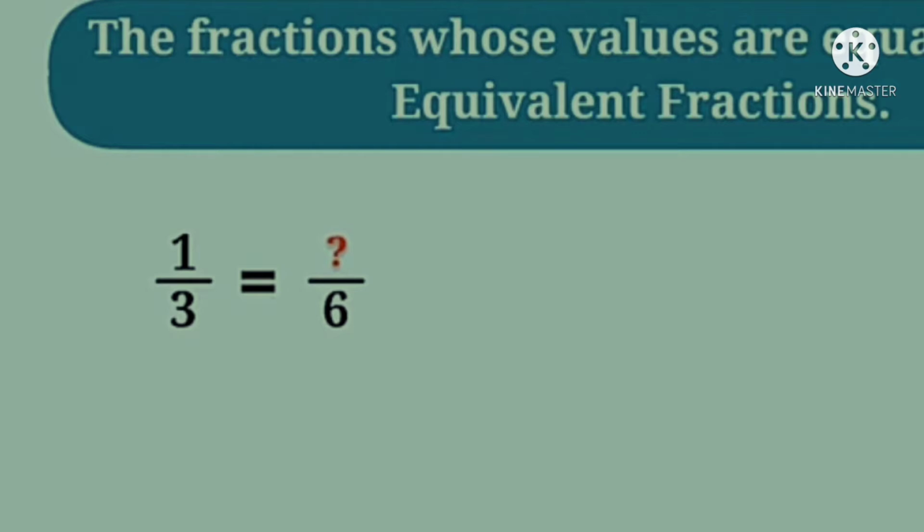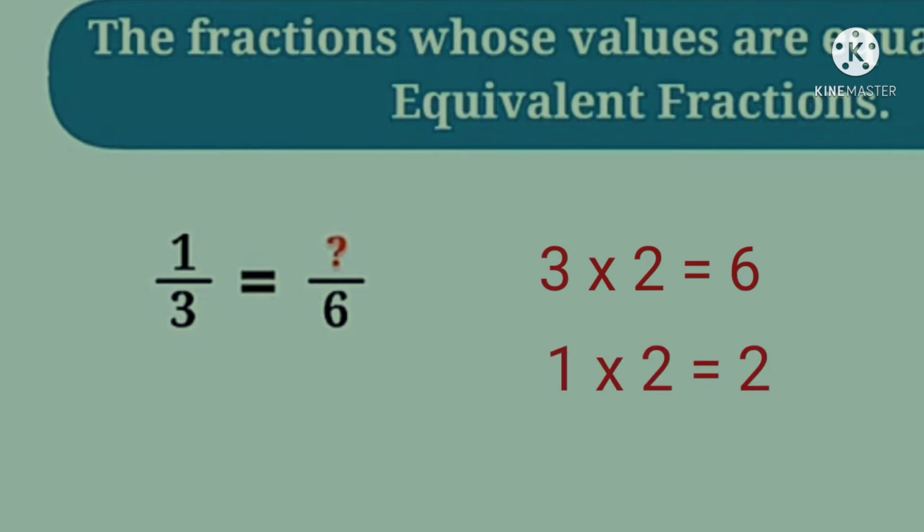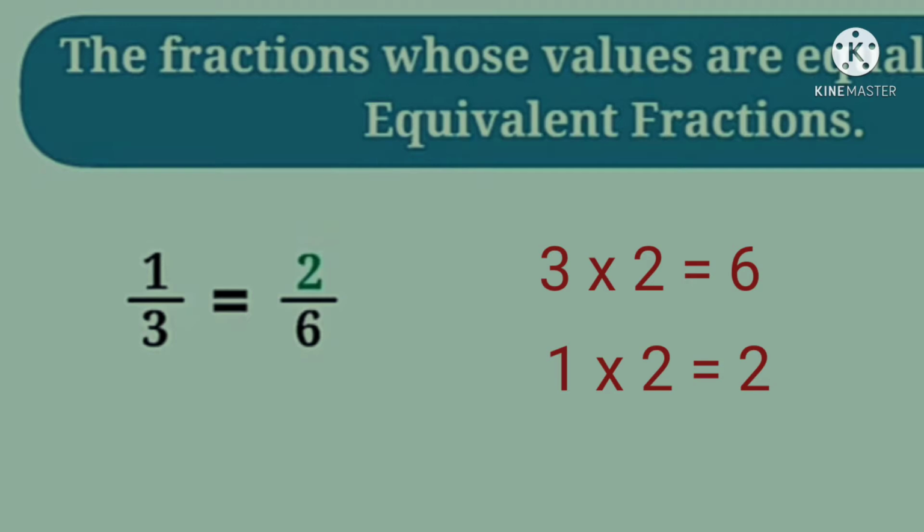Now find the missing numerator. Observe the denominators 3 and 6. How do you get 6 as the denominator? Yes, using the 2 table we get 3 2s are 6. So we should multiply the numerator by 2, then we get the missing numerator is 2. So the answer is 2 by 6.